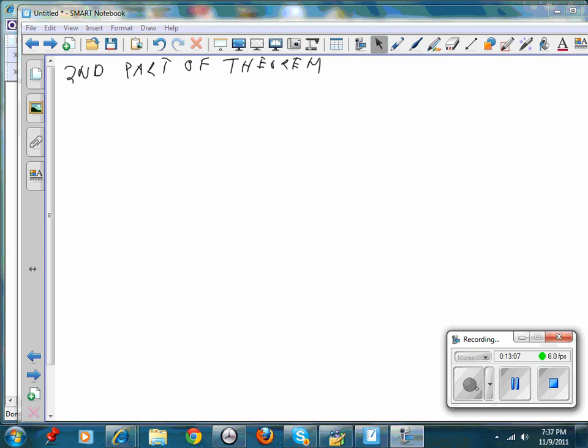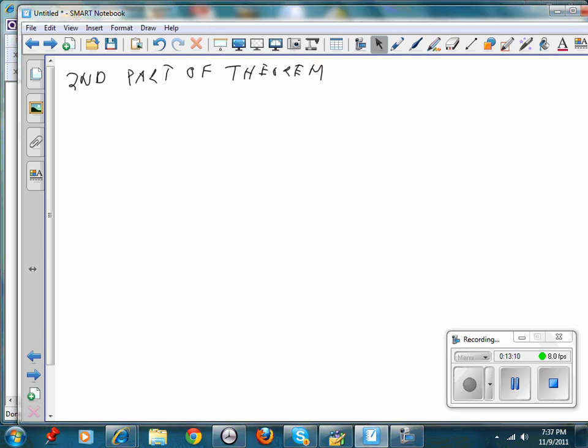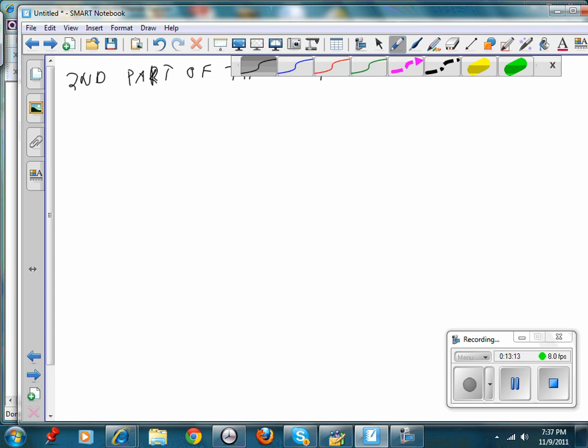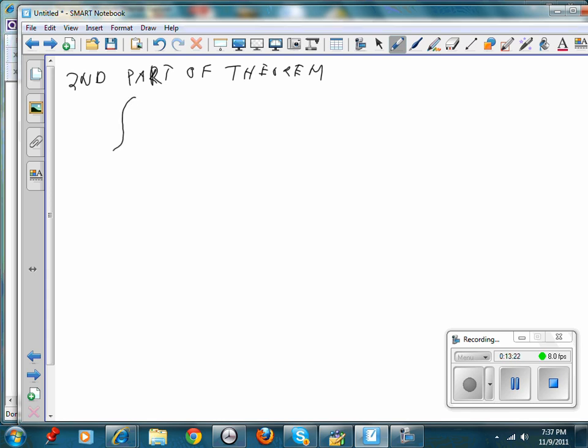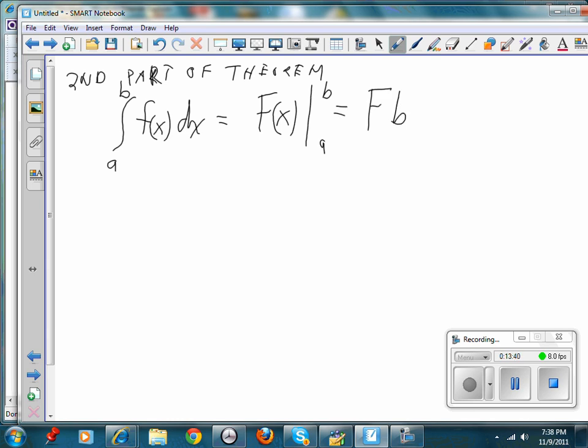Okay, the second part of the theorem I've already given to you, basically, but I'll write it down again. And that's how do you evaluate an integral? How you evaluate an integral with an antiderivative. We're going to say the following. If we integrate from a to b, f of x dx, that's the same thing as getting the antiderivative evaluated from a to b. Here's a notation. It's going to be the antiderivative evaluated at b minus the antiderivative evaluated at a. We will use this all the time to calculate integrals.